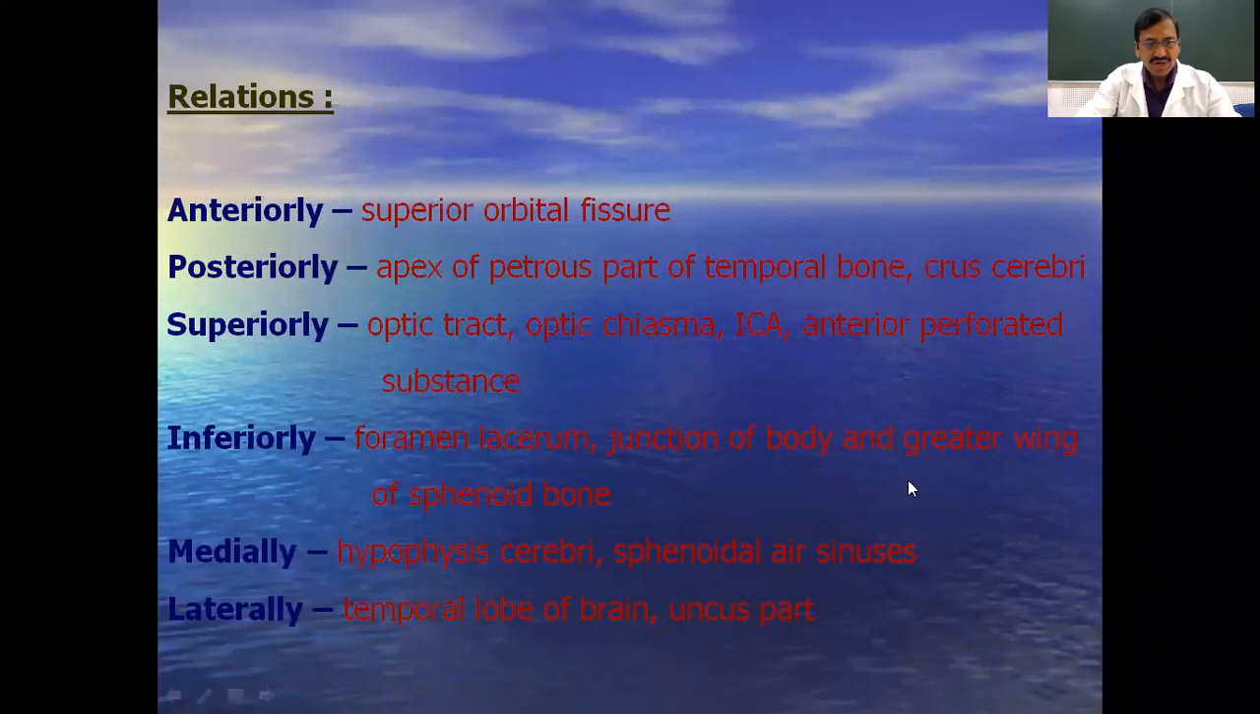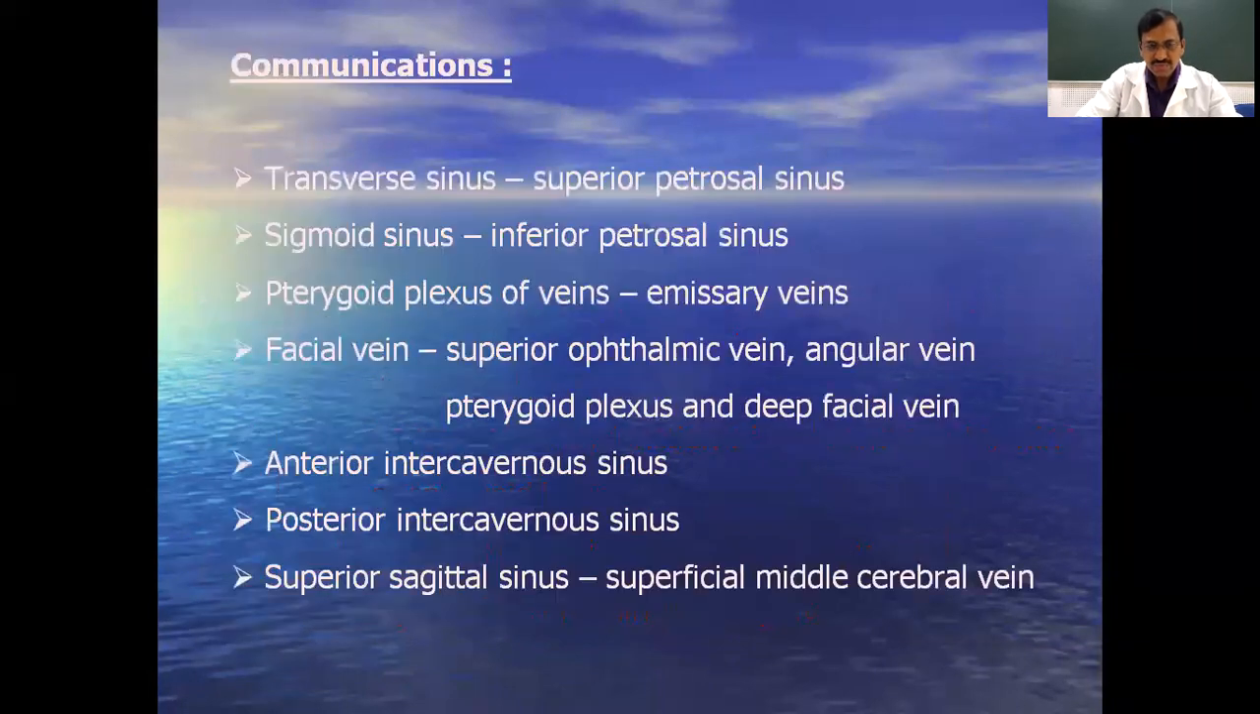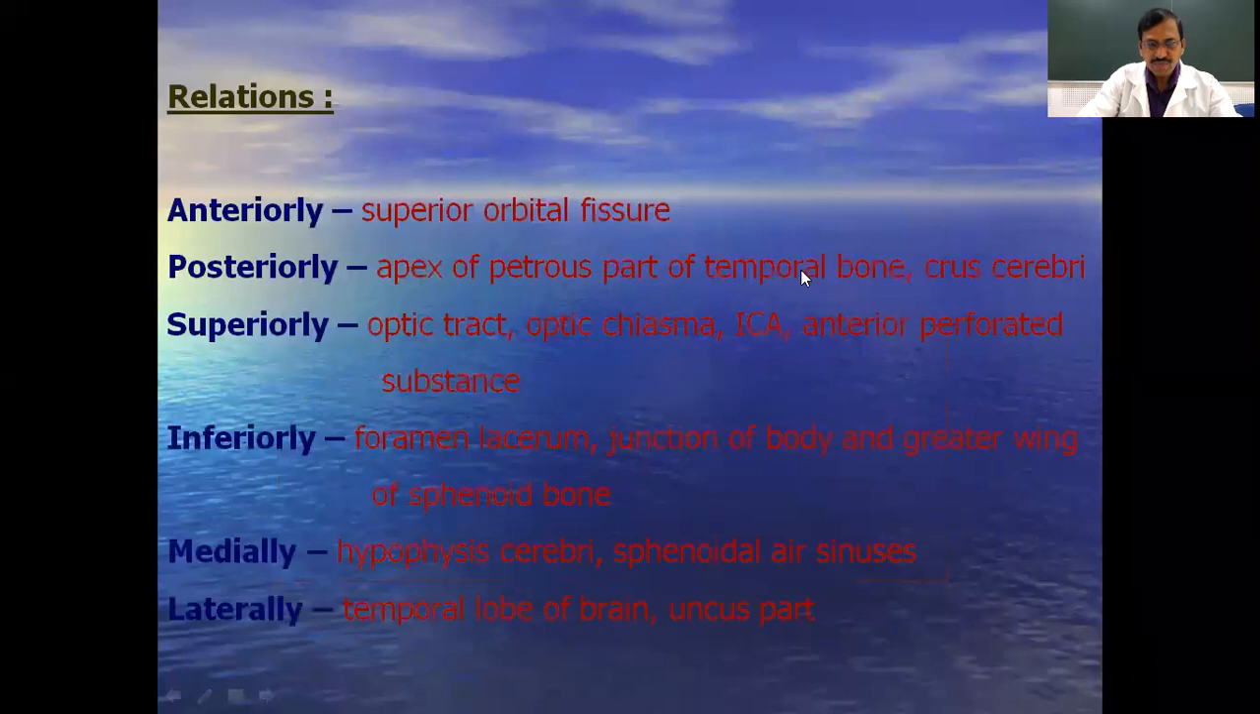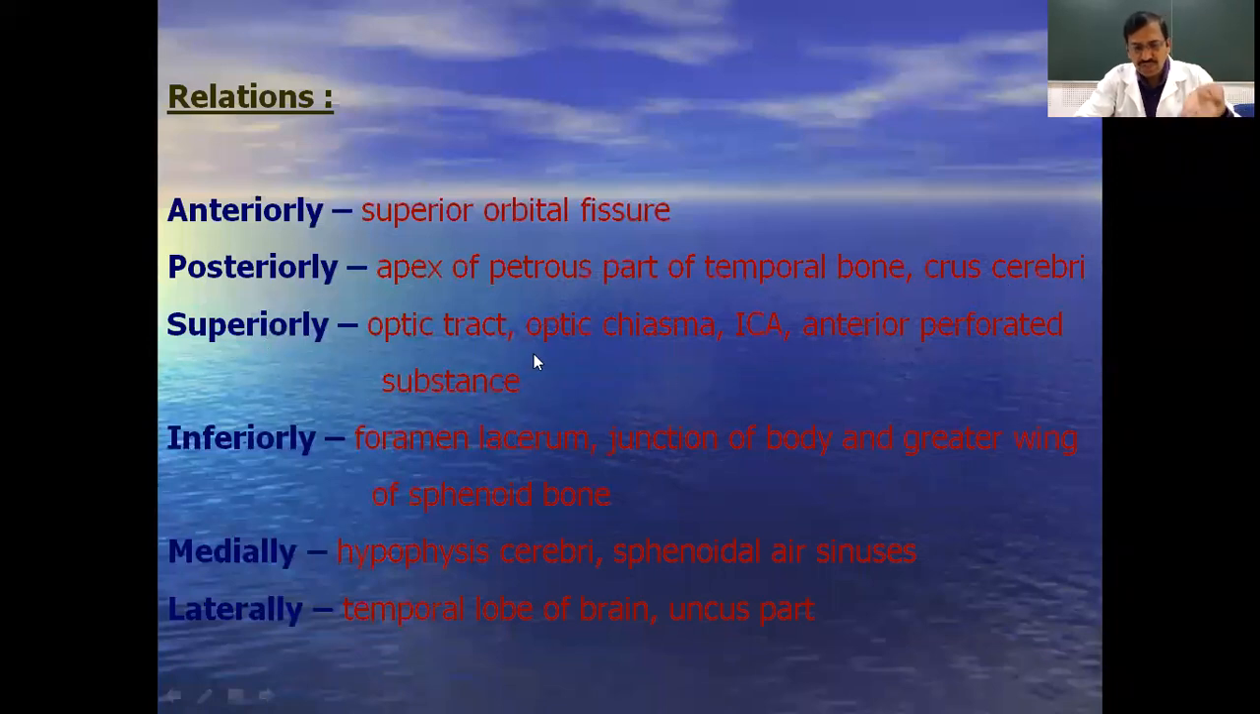These are the boundaries of the cavernous sinus. Next, what are the relations of the cavernous sinus? Anteriorly, it is related to the superior orbital fissure. I will show you the next diagram. This is the anterior part, and this is the superior orbital fissure. Posteriorly, it is related to the apex of the petrous part of the temporal bone and the crus cerebri. Superiorly, above the cavernous sinus, there are the optic tract, optic chiasma, internal carotid artery, and anterior perforated substance. These are the structures superiorly.